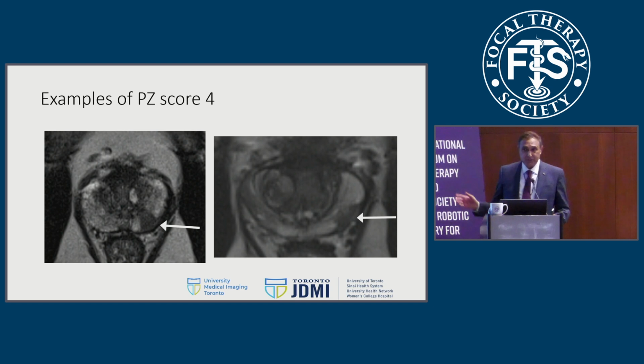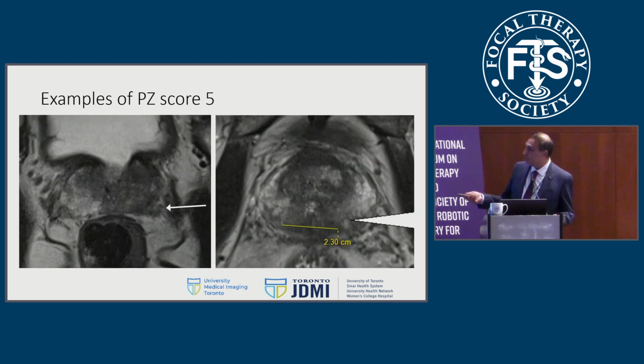And then, of course, these would be 4, right? So circumscribed, quite hyperintense, and very well-defined and focal. These would be, both of them, a score of 4. And then a 5 would be larger than 1.5 centimeters, or if it has an invasive behavior. So here, of course, these are large tumors. There's extension beyond the gland as well. So those would be scored 5 in the peripheral zone.